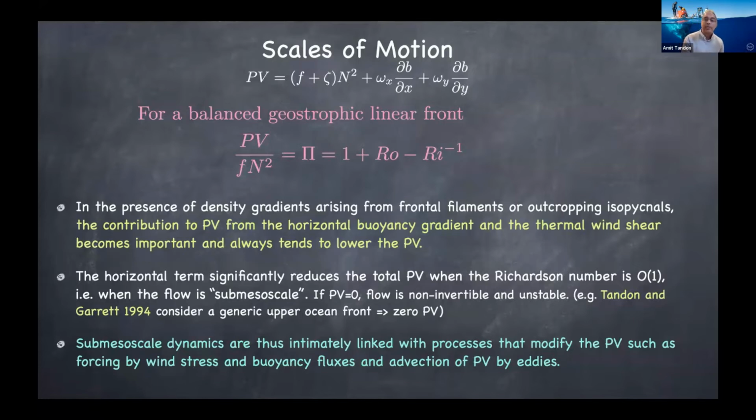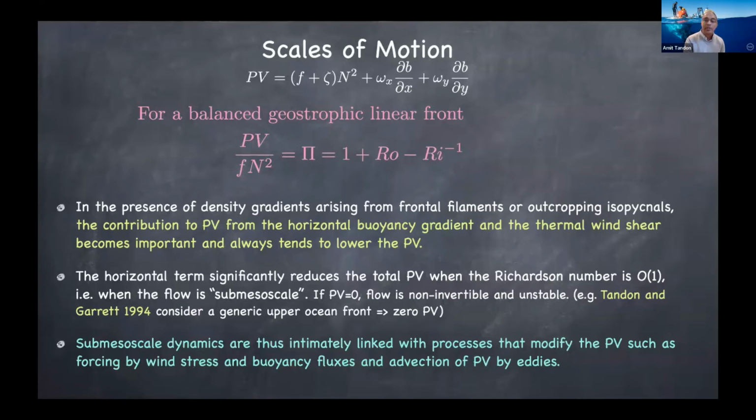So in the limit of Rossby number small and Richardson number large, you still get back the same kinds of dynamics. But in this case, the horizontal term can significantly contribute to the total PV when Richardson number is order 1. And so that can begin to reduce the PV. And as the PV goes to 0, we are going to have classes of instabilities coming in.